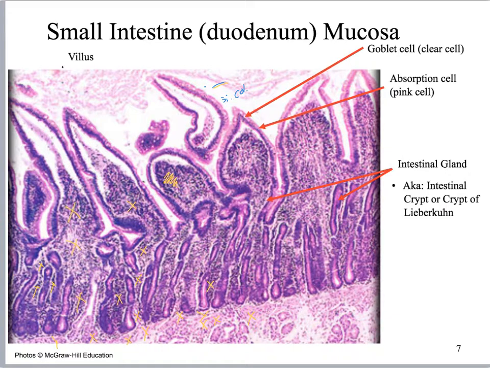Now, the easiest way to find the intestinal glands is to just find a base. The base of the villi is where you're going to find those glands.